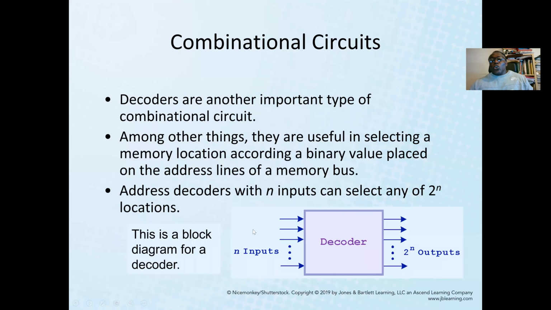And also we have something we call a decoder. This is another example of a combinational circuit. Decoders are another important type of combinational circuit. Among other things, they are very useful in selecting a memory location according to a binary value placed on the address line of the memory chip. So address decoders with n inputs can select any of the 2 to the power n locations. So if I have n inputs, I can get 2 to the power n outputs.